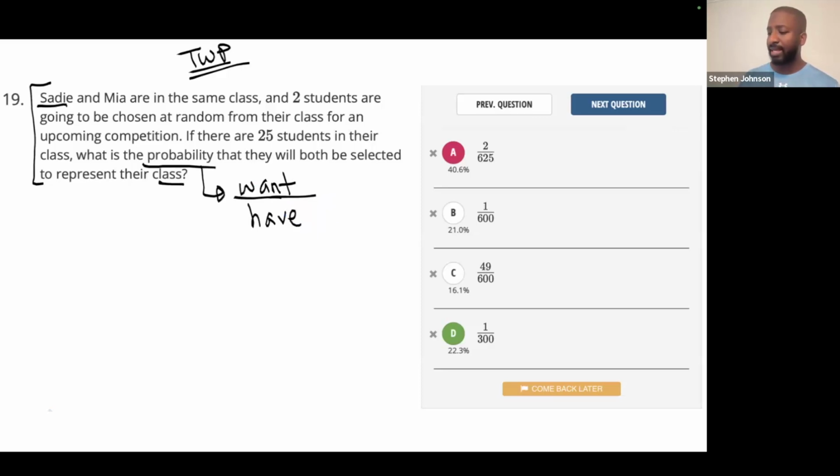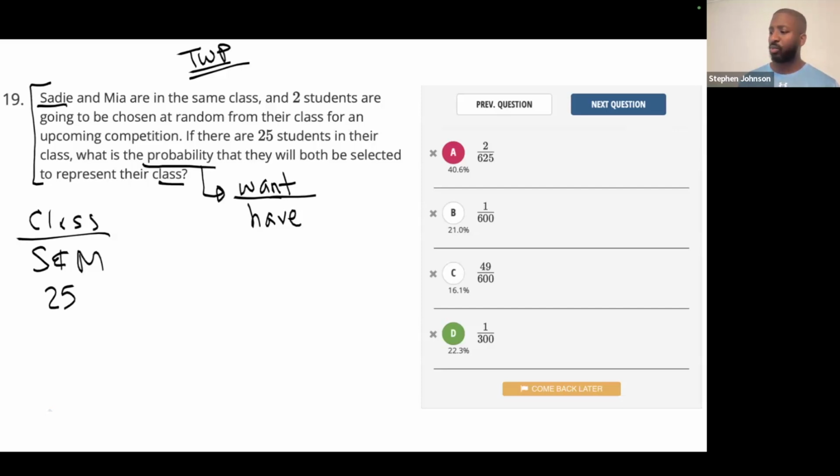So we know we have a class. So here's my translation. I know I have a class. In this class, I know there's Sadie and Mia. The question goes on to say that there are 25 students in their class. I'm gonna just write 25 under class. What is the probability that they will both be selected to represent their class? All right, well, there's going to be 2 things because you're not selecting 2 people at the same time. I don't think you're selecting 1 person at a time.